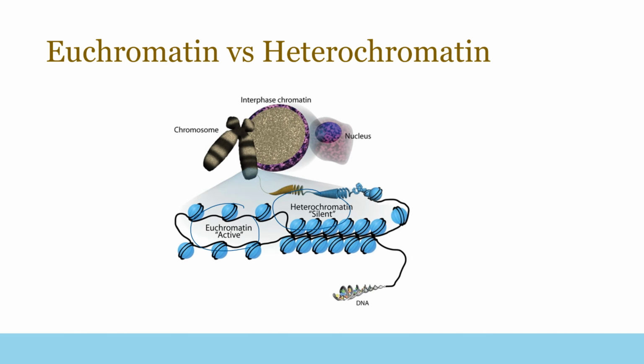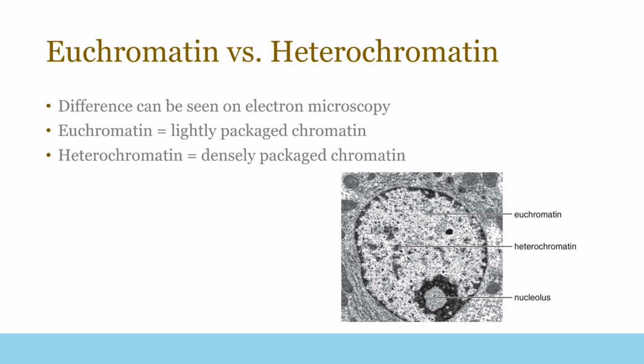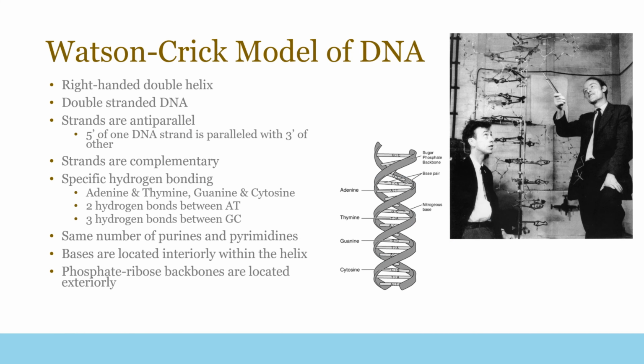Both forms, euchromatin and heterochromatin, will be found in the nucleus. And you can distinguish between euchromatin and heterochromatin on electron microscopy. Euchromatin will be lightly packaged chromatin, whereas heterochromatin will be densely packaged chromatin.